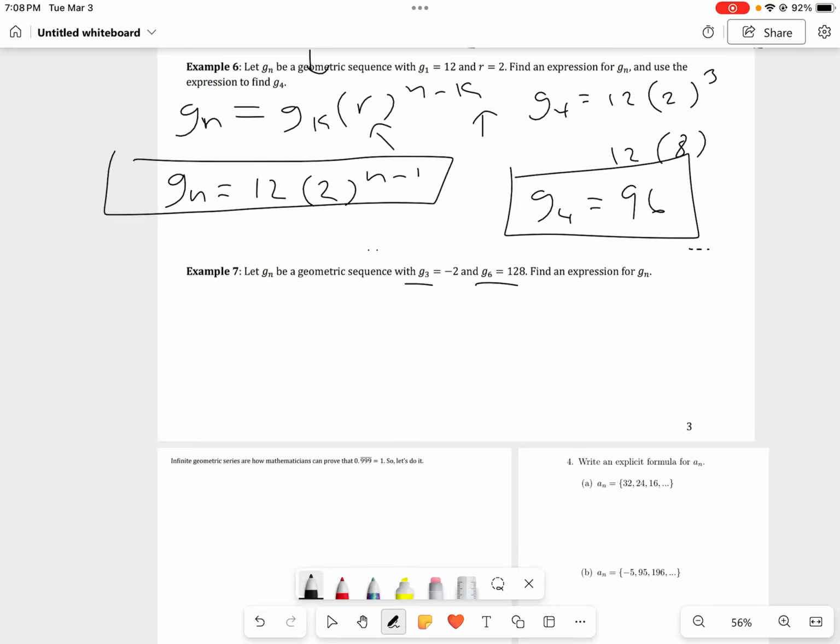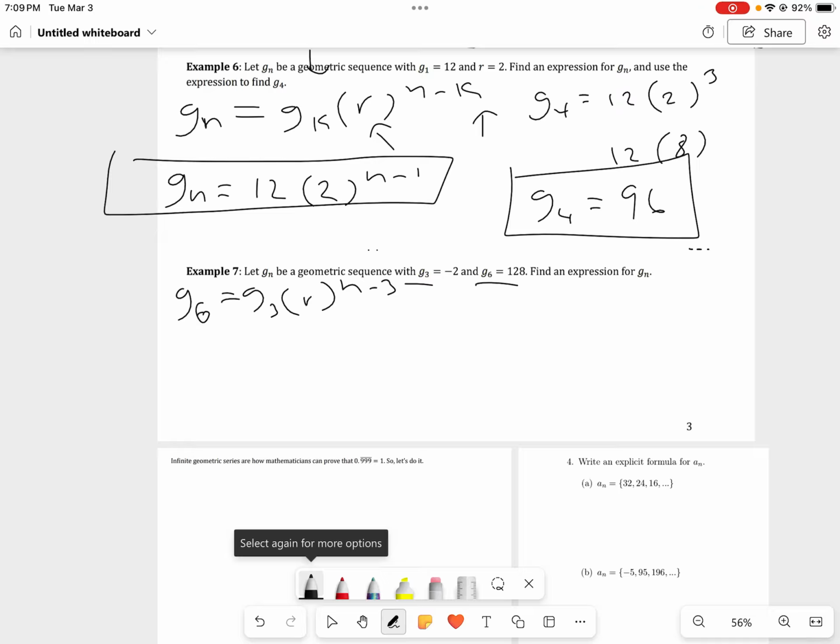So what we're going to do is write g of n equals, let's use g of 3, times r to the n minus 3. So let's plug in that value, but we also have g of 6, because this is the other value. So we have g of 6, that's what we're solving for, right? We're plugging into this one, though. It's g of 3, r to the n minus 3. So we have g of 6, we have g of 3, so that will give us r. And n is 6.